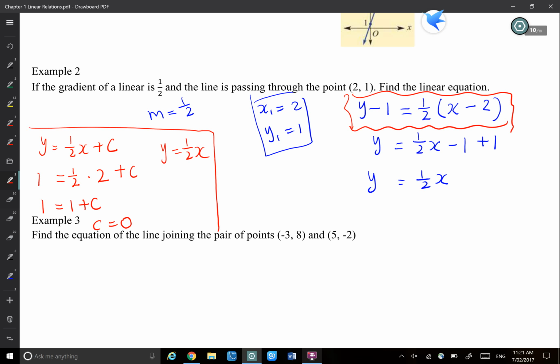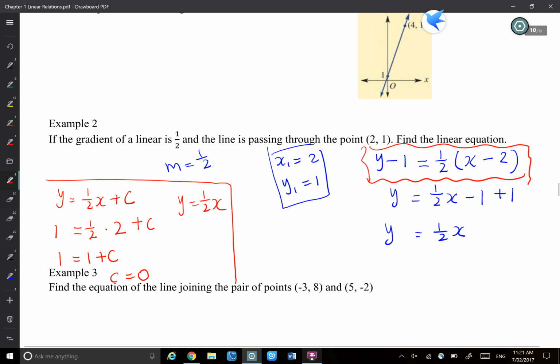Okay, so if you really don't like it, you can still use this method to find the c-value, find the intercept, and put it back into the original equation. But I really encourage you to use that method. Okay, I teach you both ways. Have a think about it.